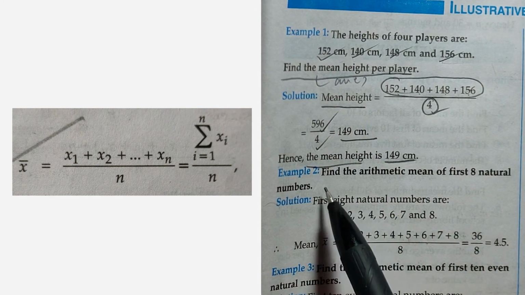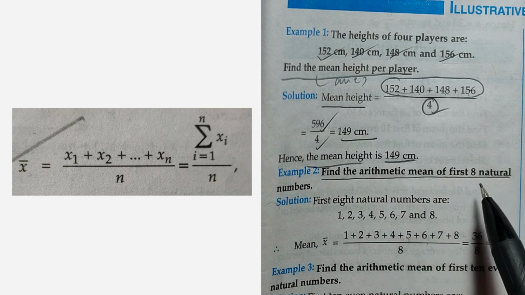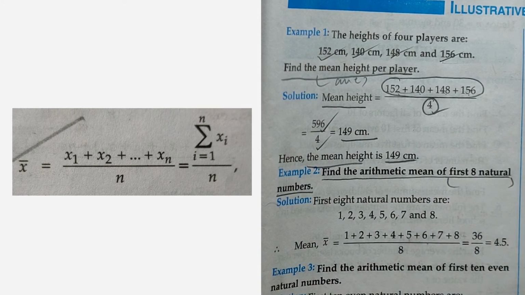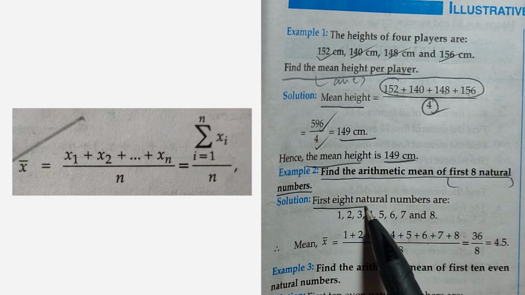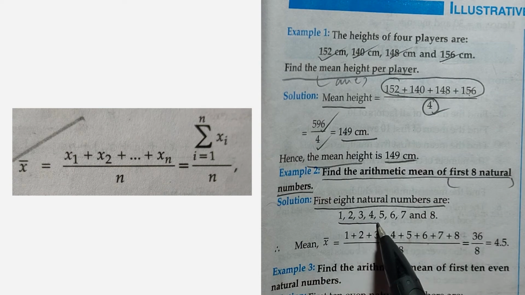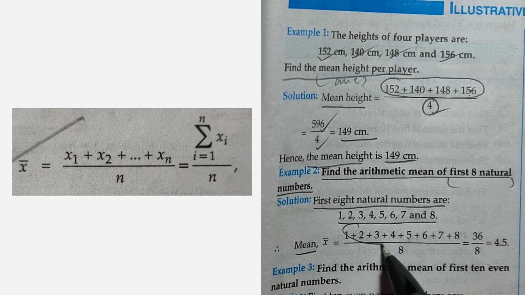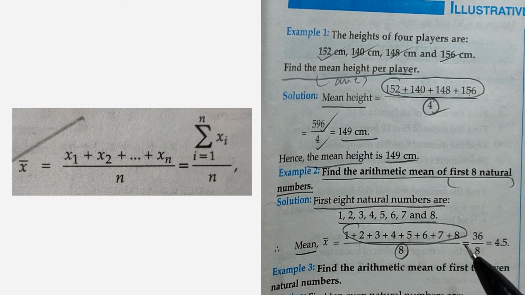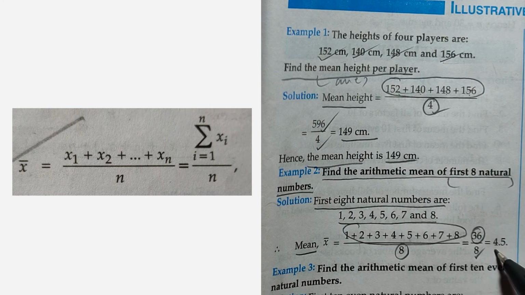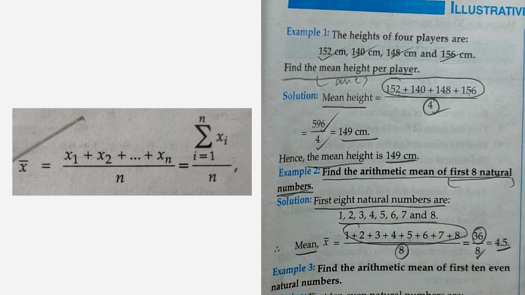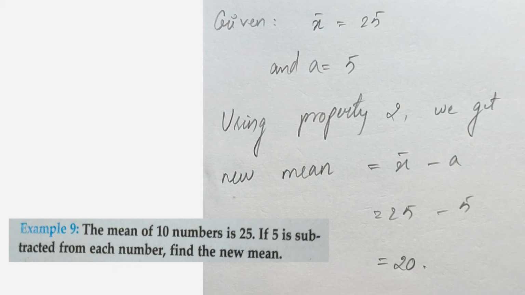Let us look at one more numerical. Find the arithmetic mean of the first 8 natural numbers. So here the numbers are not actually given. So first of all, let us find the numbers. Now the first 8 natural numbers are 1, 2, 3, 4, 5, 6, 7, 8. So the mean of them will be the sum of them divided by 8. The sum of them is 36, divided by 8. If you divide, you will get 4.5. So the mean of the first 8 natural numbers is 4.5.